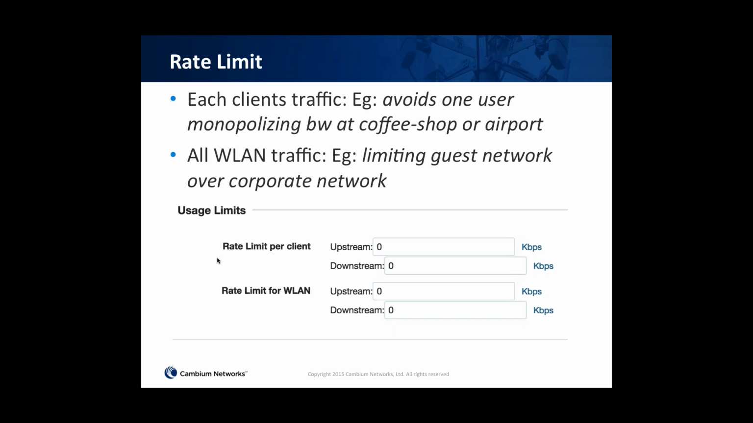You can also set a limit on the aggregate bandwidth that one wireless LAN uses. So let's say you have 2 wireless LANs on your access point, and one of them is for serving guest users and the other one is for corporate. You can rate limit the guests down to 1 Mbps or 2 Mbps, for instance.